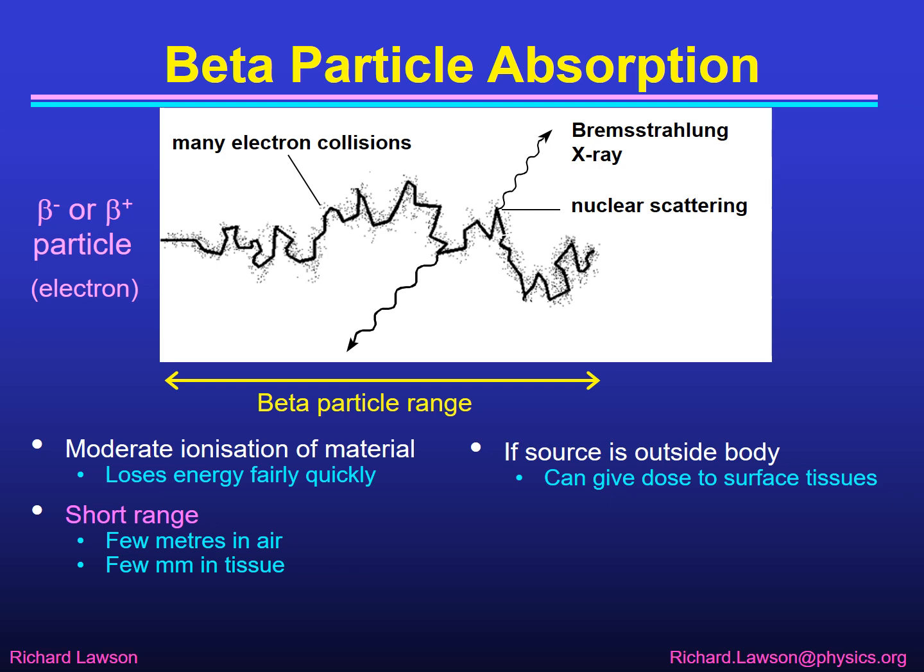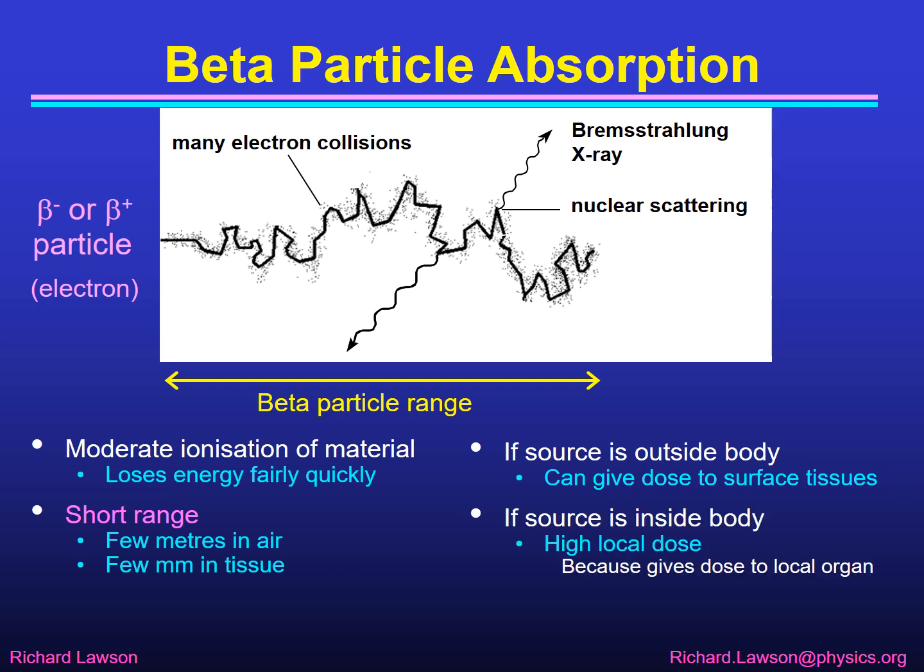That means that if we have a source outside the body, then it can give a dose to the surface few millimeters of the body. But if the source is inside the body, it gives a high local dose, not just to the local cells, but to the organ in which the source is concentrated, so anywhere within a few millimeters.